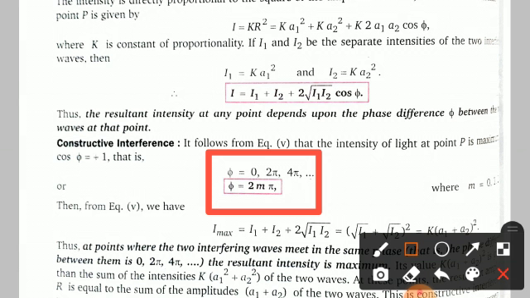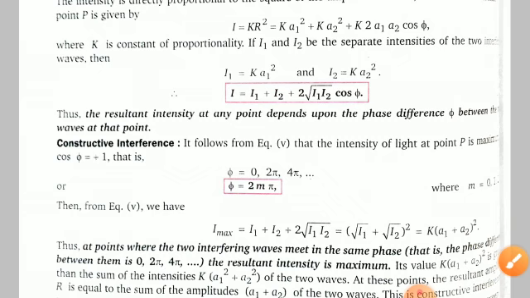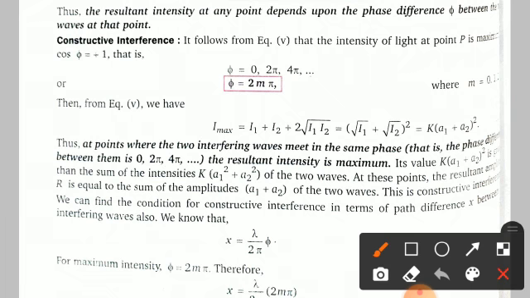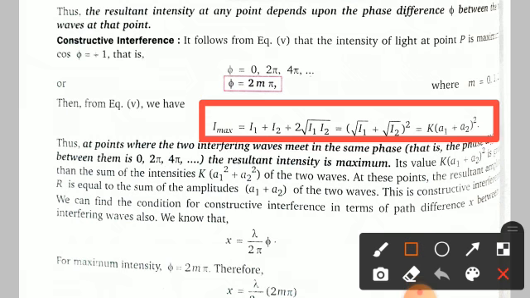So from equation 5 we have the maximum intensity. I max is equal to I1 plus I2 plus 2 root I1 I2, and in place of cos phi we put phi equals 0 degrees. So we get this expression: root I1 plus root I2 whole square, which equals k times A1 plus A2 whole square. This is the final expression you will get after putting in the value. This is your maximum intensity.